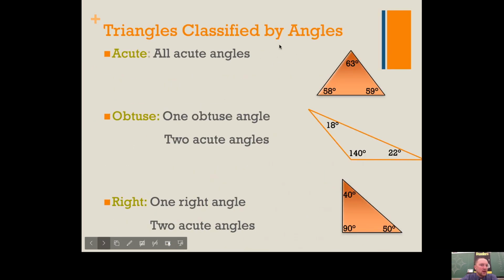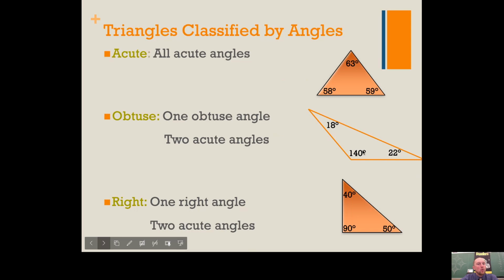We're going to classify every triangle that we see by its angles. Before we even start this, it's important that you know that every single triangle in the world has 180 degrees in it. So the 3 angles must add to 180 degrees always. Acute triangles are triangles where every single angle is acute. So every single angle here is less than 90. And of course, they all add up to 180.